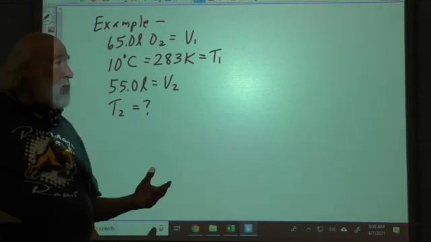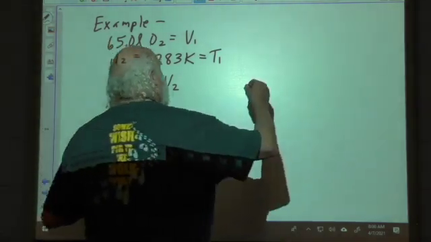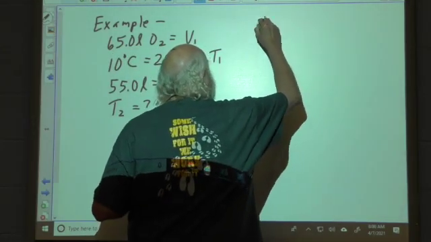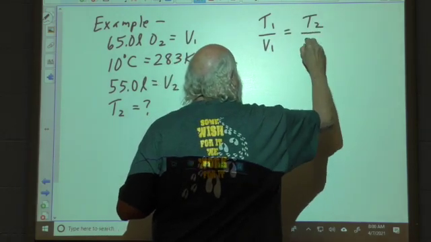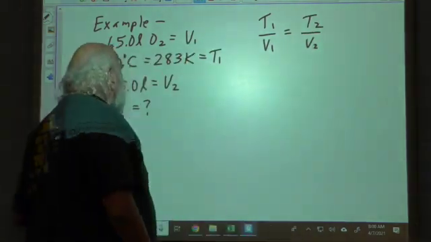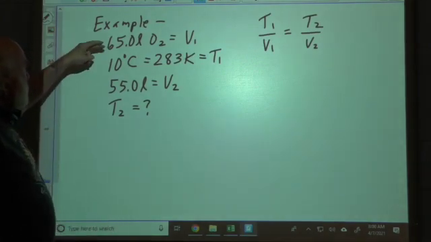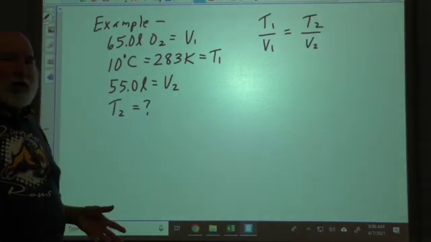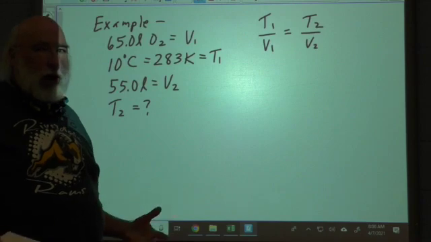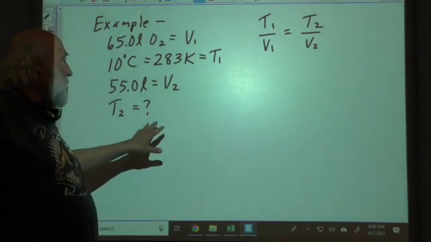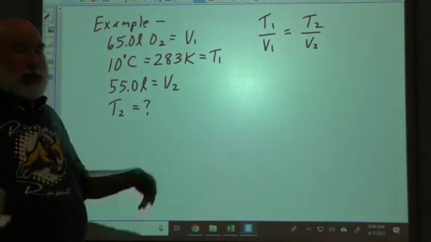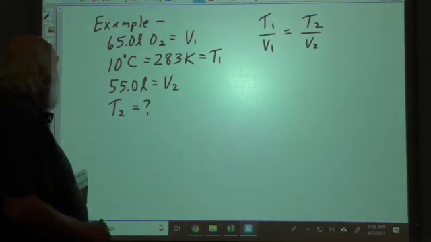So again, let's kind of speculate as to what's going to happen. Now remember, the formula is T1 over V1 equals T2 over V2. And it's a direct relationship. So if the volume is going to go down, what do you anticipate the temperature doing? Well, because it's direct, they're both going in the same direction, we would expect the temperature to go down. How much? That's what the calculation is for. So let's do that, shall we?